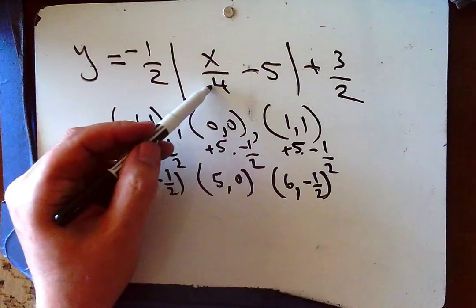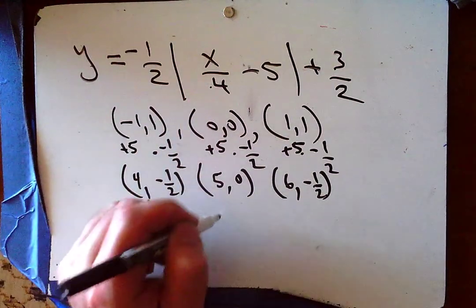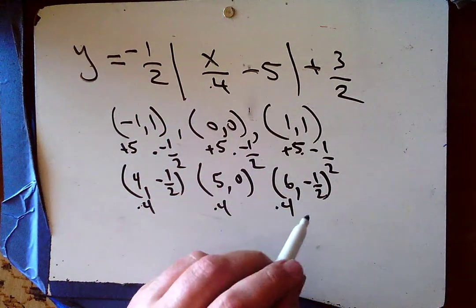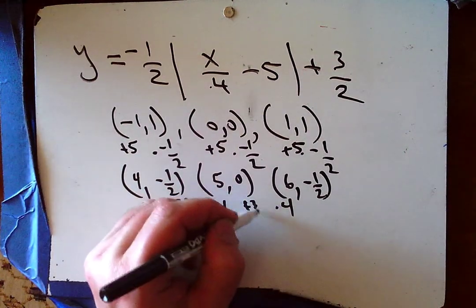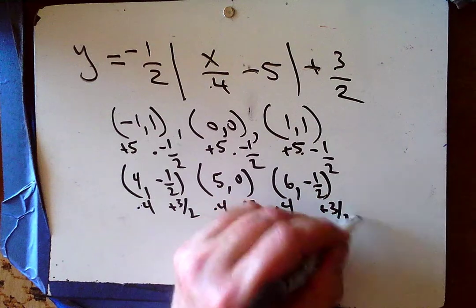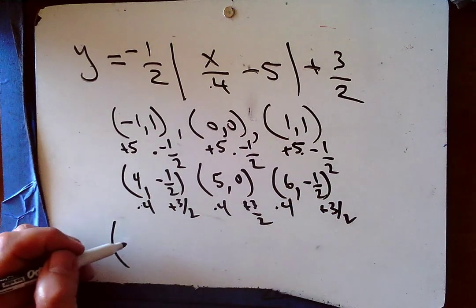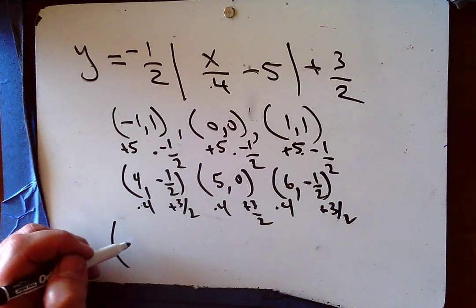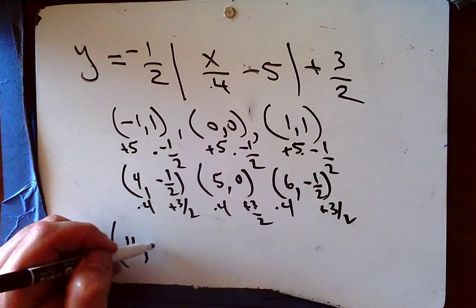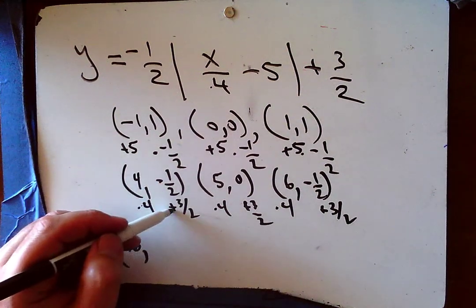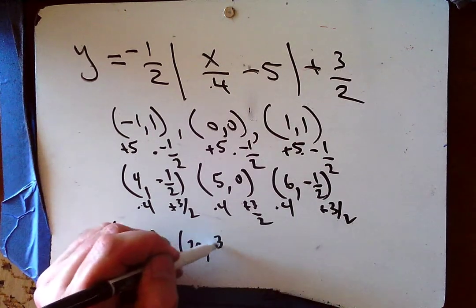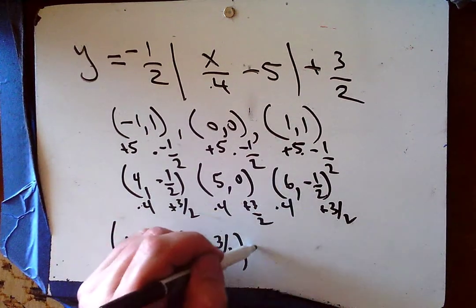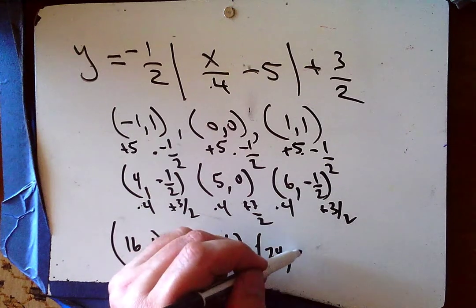Next, I'm going to multiply all the x's by 4, and I'm going to add 3/2 to all the y's. So my final points are (16, -1/2 + 3/2 = 2/2, or 1), (20, 3/2), and (24, 1).